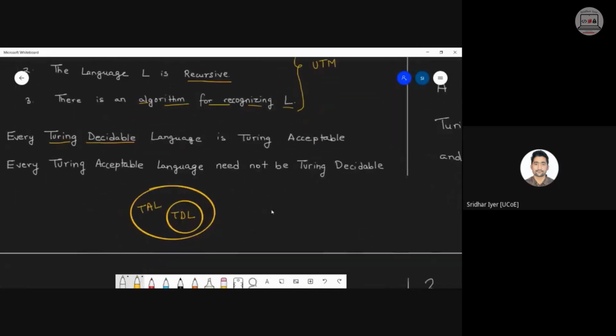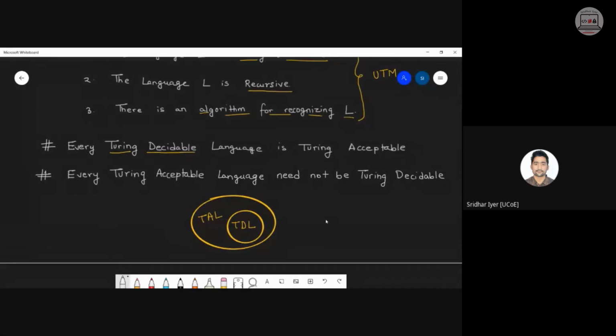Why so? Because a Turing decidable language will either give yes or it will give no. So whichever Turing decidable languages are giving yes will obviously be a part of Turing acceptable languages, yes or no? Because Turing acceptable languages only give answers as yes. They don't address the no's. So whichever Turing decidable language is producing yes as an answer is also a part of a Turing acceptable language. Am I clear?